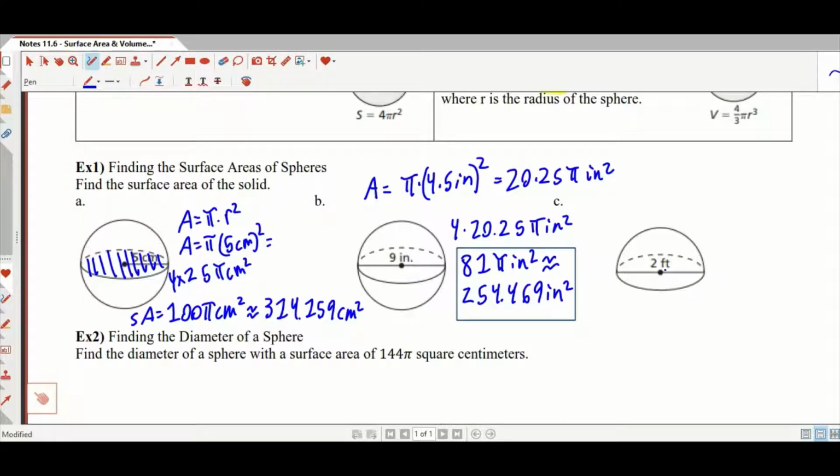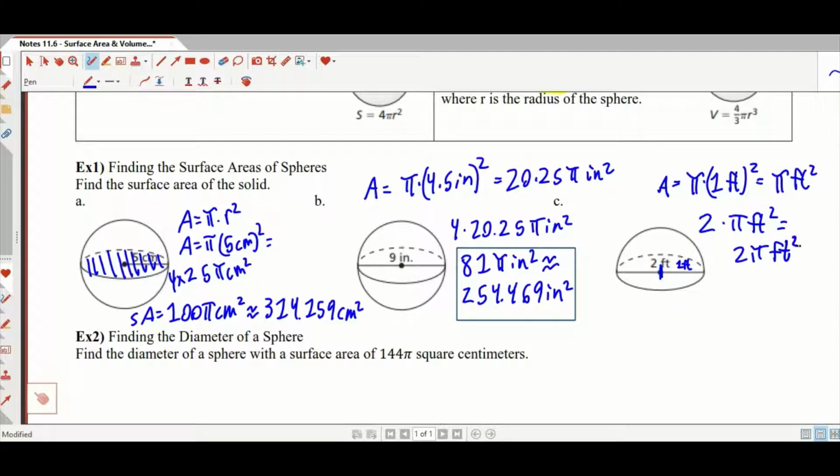Okay, so this is a little bit different because here's the fun thing, I only have half the sphere. So let's start with this. The diameter is 2 feet, so the radius is 1 foot, which means the area of that circle is pi times 1 foot all squared, which is just pi feet squared. Now 4 of those would fit around a full sphere, but notice that this is only half a sphere, so half as many are going to fit around it. So that's 2 times pi feet squared, which is 2 pi feet squared.